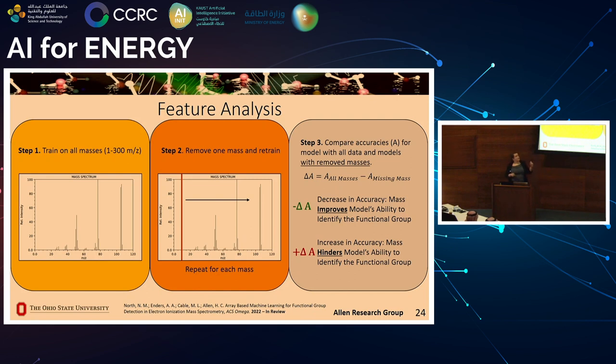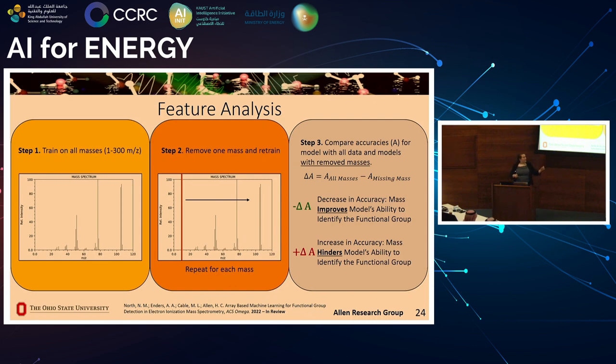So we chose to do this by analyzing all the features. We actually turned the features off and on for retraining on these spectra. In our step one, we train on all the available data, in this case 1 to 300 m/z. Then we retrained that same model 300 more times, and each time we would remove a single mass unit. The goal is that we turn off and turn on these different features, and then compare the final accuracies of those models to the model that had been trained on all the data.